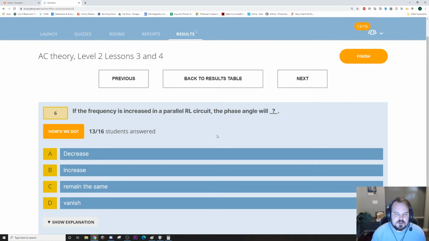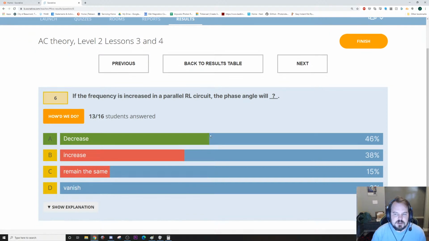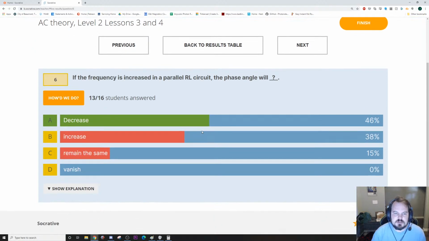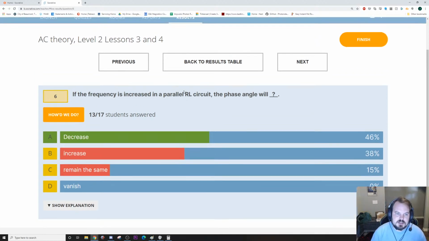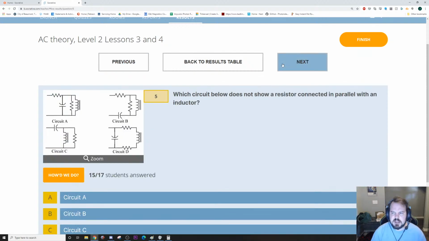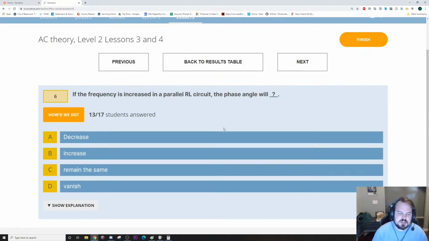If the frequency is increased in a parallel RL circuit, the phase angle will decrease. Parallel RL circuit. So, this is... Oh, that was the beginning of parallel. Okay, so we are moving from series to parallel now. So the next 3 lessons are parallel lessons.